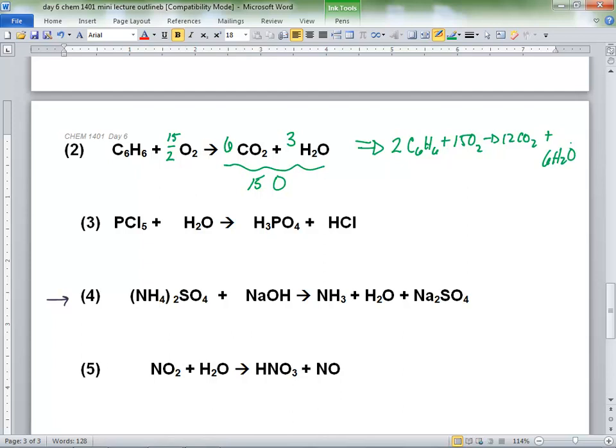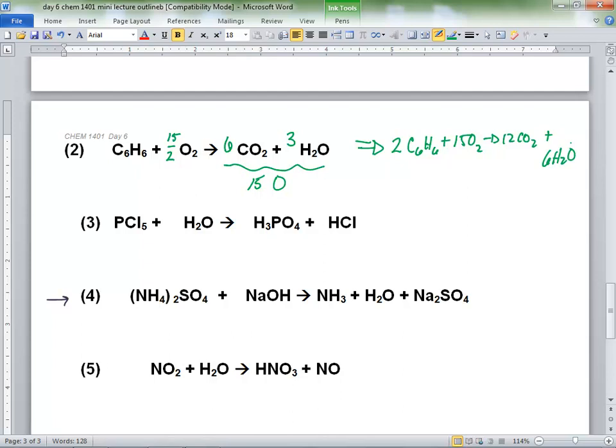Okay, now remember, H's are last. Let's do O's. 4 here, but there's 4 here. So you have to put 4 there. Okay. Now H's. How many H's on this side? 8 and 8. Yeah, you're done. Right. So try to get away from doing this, just messing with the subscripts. Your life will be a lot easier.